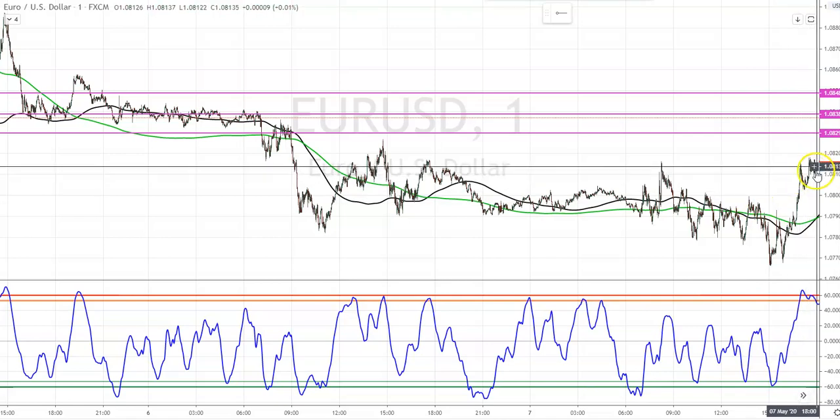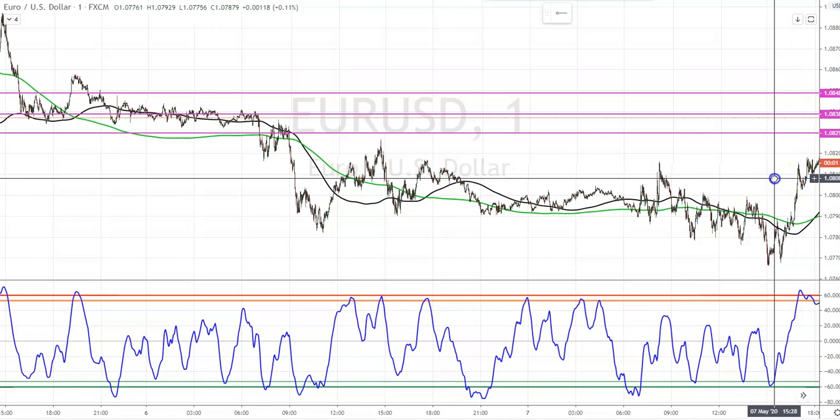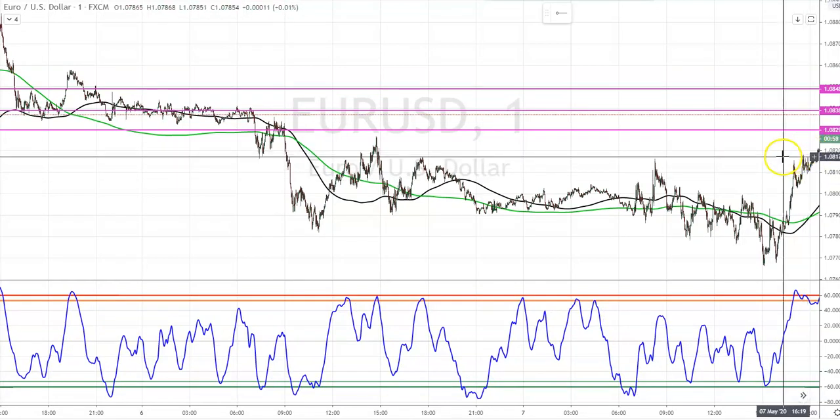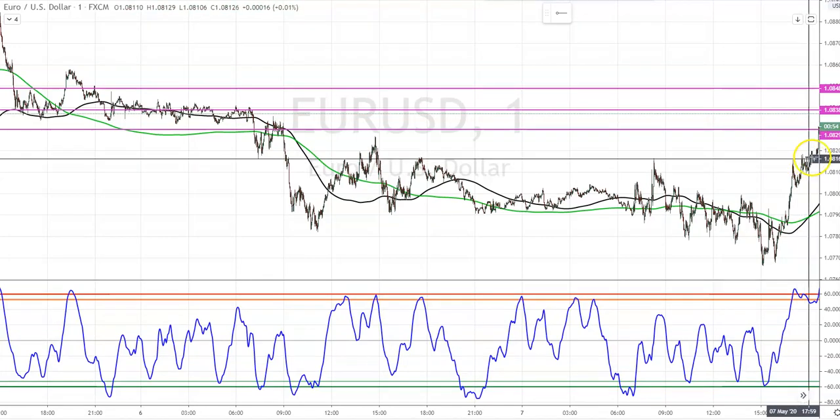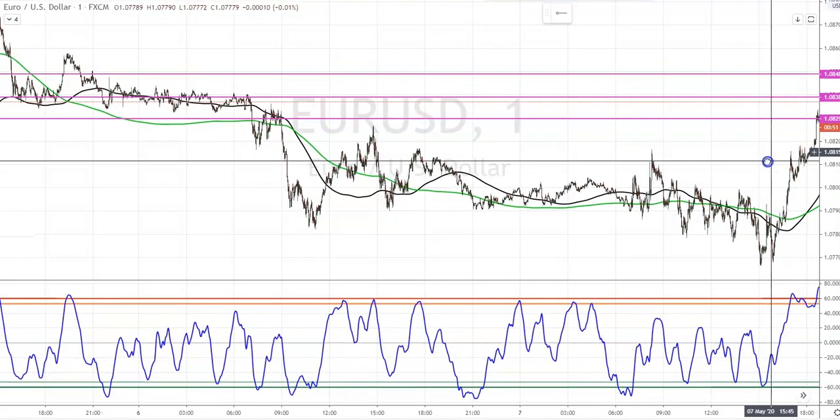If you did take the trade, as soon as you get that kind of price action, not doing much, and then we come back up, that's not a good sign. So if you didn't close it out, you held on to it.